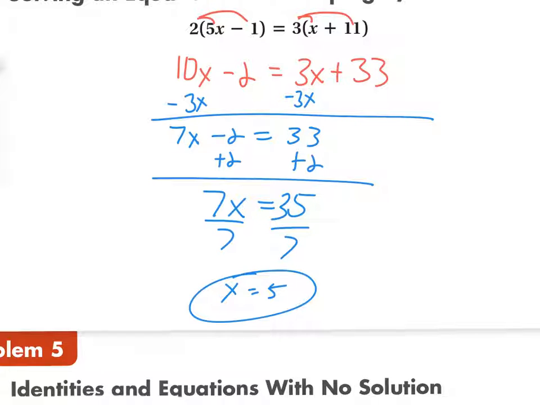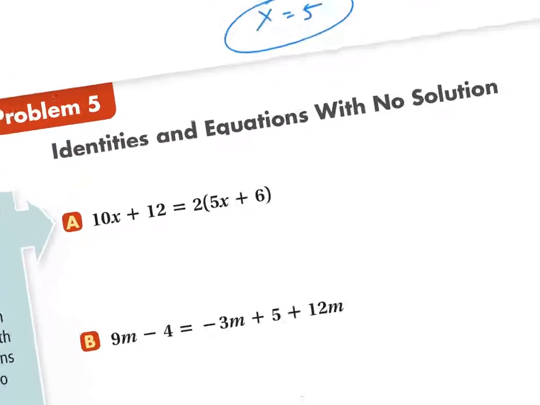All right. At this point, you could plug it back in. Up here, well, what's 5 times 5? 25 minus 1? 24. And then 24 times 2 would be 48. All right. And then what's 5 plus 11? 16. 16. And 16 times 3 is 48. So we know we got it right. All right. So all that is demonstrating what we talked about yesterday, which is distribution. Shouldn't be too tricky. All right.